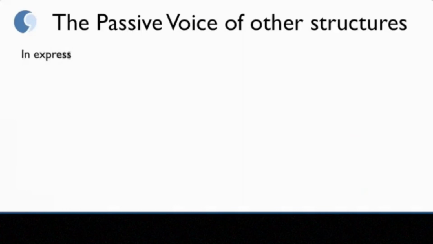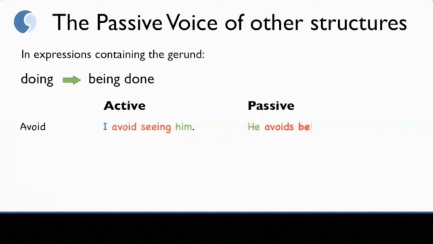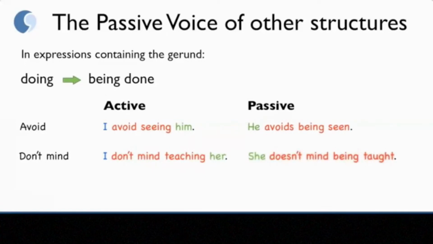And final structure, in expressions containing the gerund, doing, the passive voice, being done. So let's look at a couple of examples. Avoid. I avoid seeing him, the passive form. He avoids being seen. Or, with expression, I don't mind. In active form, I don't mind teaching her. In the passive form, she doesn't mind being taught.